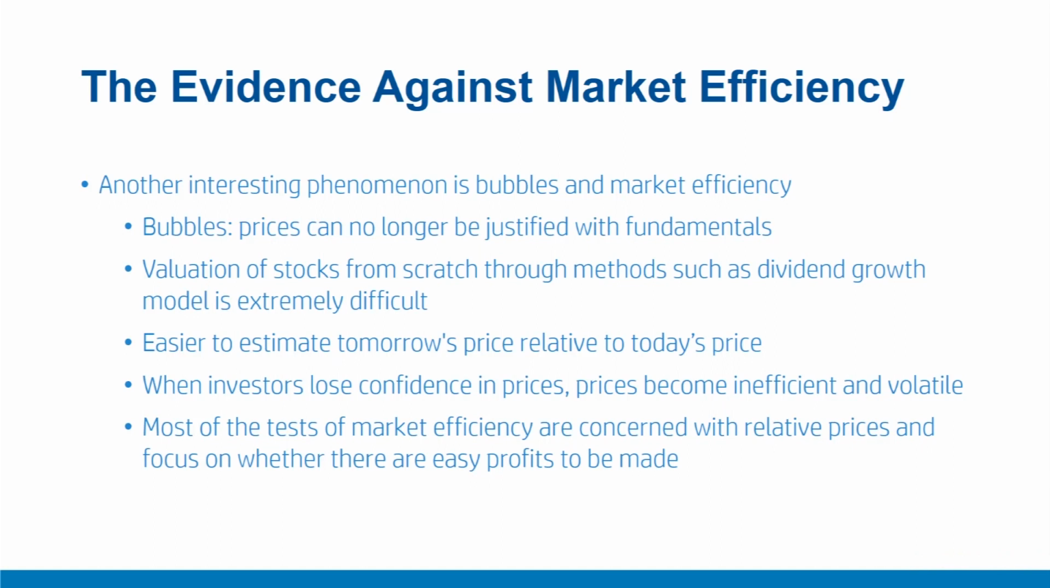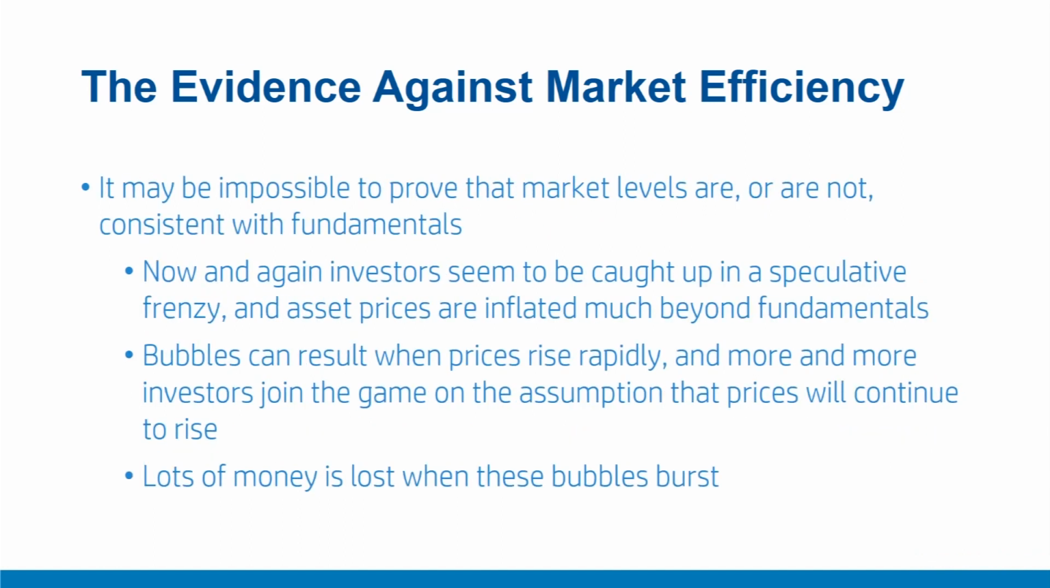Second, most of the tests of market efficiency are concerned with relative prices and focus on whether there are easy profits to be made. It is almost impossible to test whether stocks are correctly valued because no one can measure true value with any precision with methods such as the dividend growth model and stay confident about it. It may be possible to prove that market levels are or are not consistent with fundamentals. However, every now and again, investors seem to be caught up in a speculative frenzy and asset prices then reach levels that, at least with hindsight, cannot be easily justified by the outlook for profits and dividends. Investors refer to such occasions as bubbles.